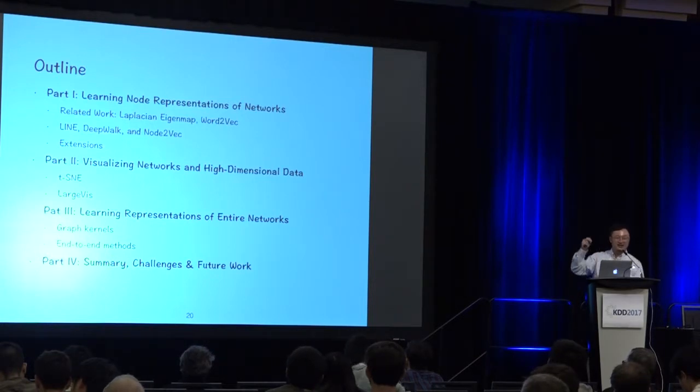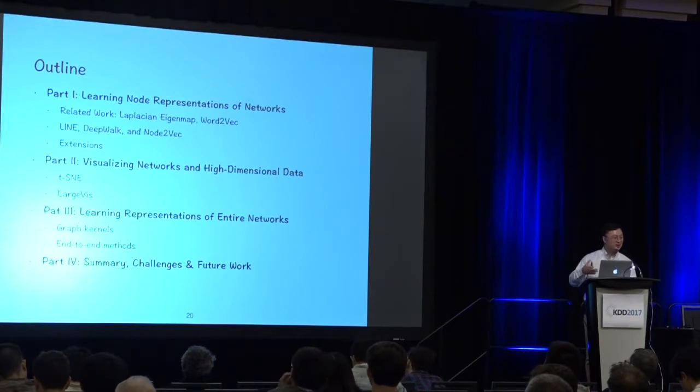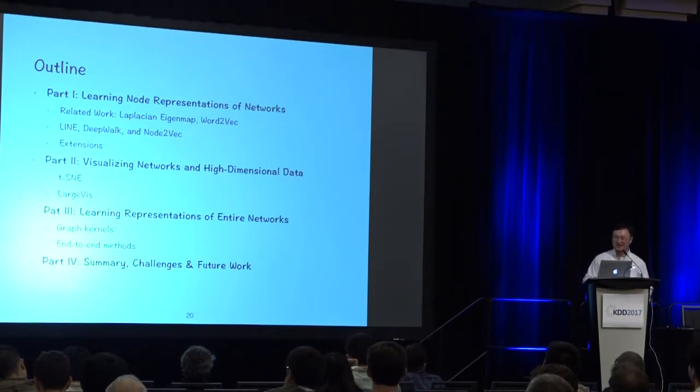In part two, we will particularly talk about how to visualize large-scale networks. That means how to find extremely low dimensional representations of networks, how to map the nodes into 2D or 3D quickly. And then in part three, we will talk about how to learn the representation of much larger structures, not nodes, not edges, but larger structures, sometimes entire networks. And then we will talk about the summary and future work.